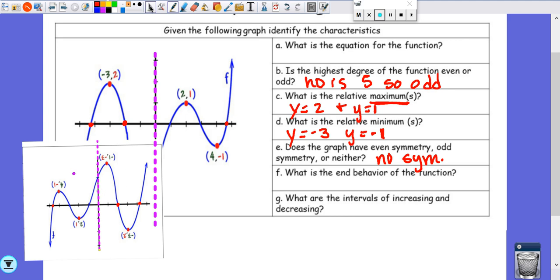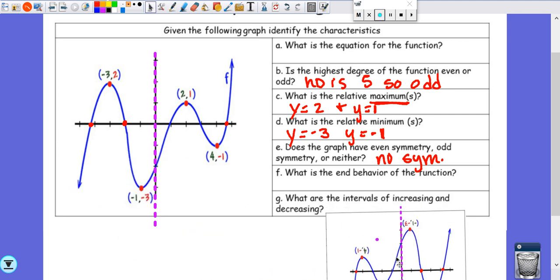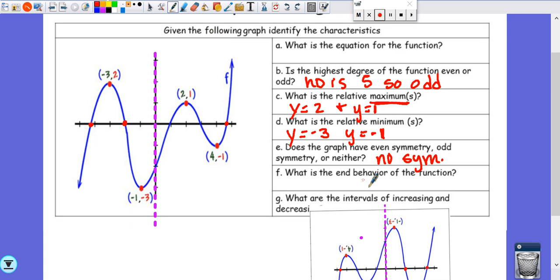So the next part is, what is the end behavior of this function? The word end behavior is what's going on at the end. So here's what we're going to do. We're going to put a little box at the ends.